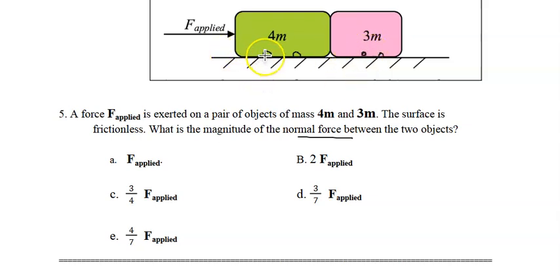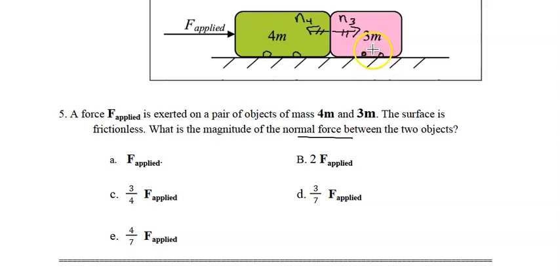Okay, so similar to the very first question, the applied force's job is to accelerate all 7m of inertia. Because the 3m has inertia, when the applied force pushes on the green object, it pushes into the pink object, causing a normal force. I'm going to call this the normal on the 4. And by Newton's third law, the normal on the 4 causes a normal back on the 3 that is equal in magnitude and opposite in direction.